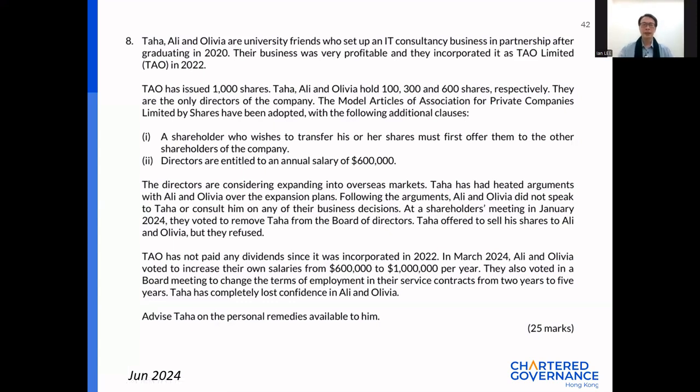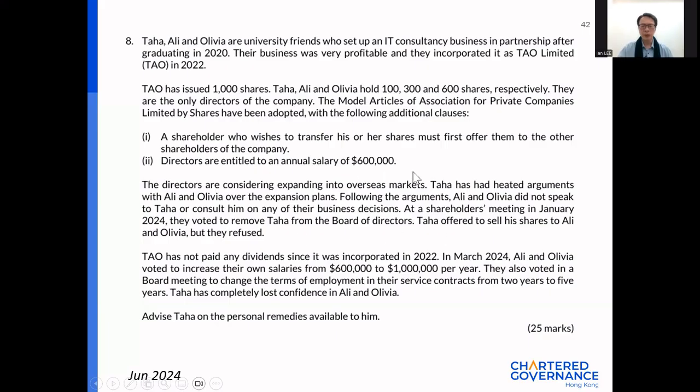You can see here, things were very good at the beginning. They were good friends, they started the business together, they're running it together, and only subsequently did they incorporate the business in 2022.